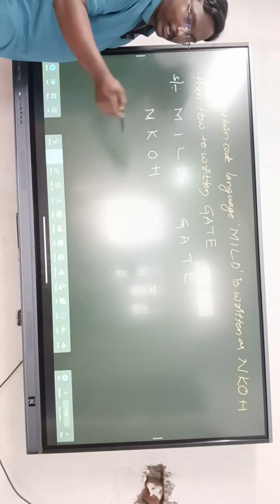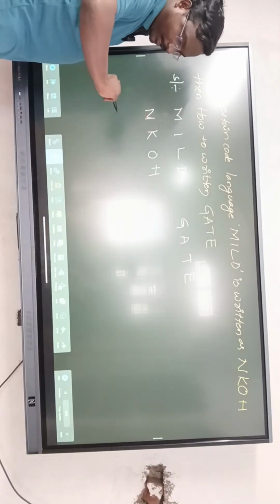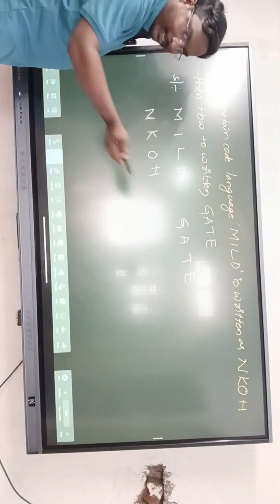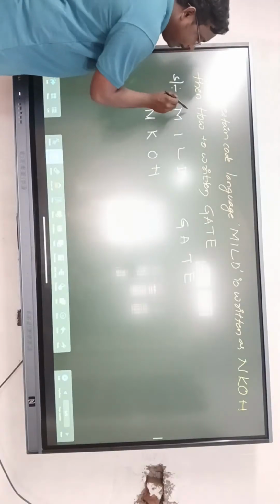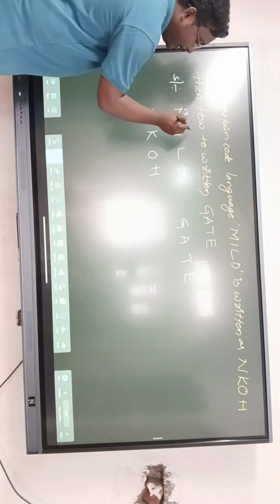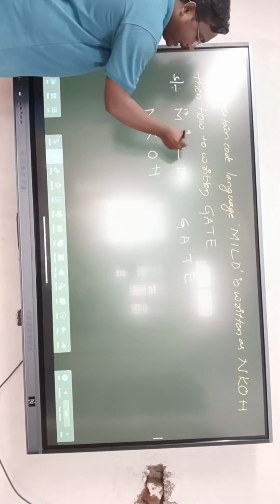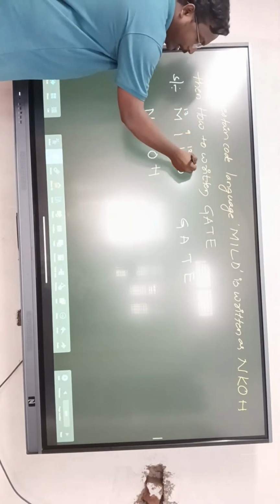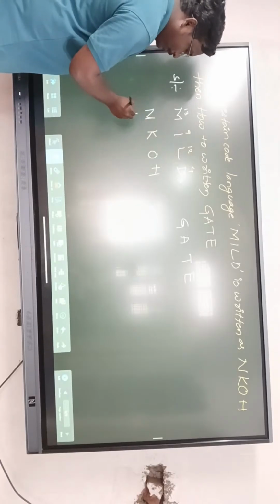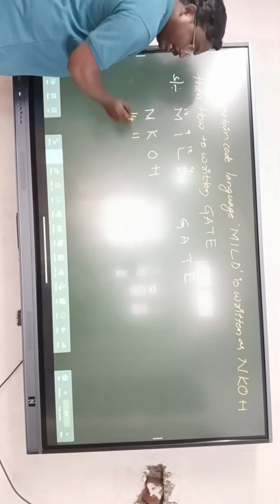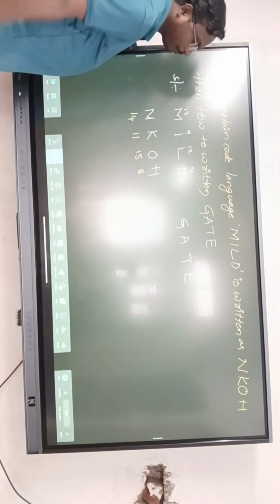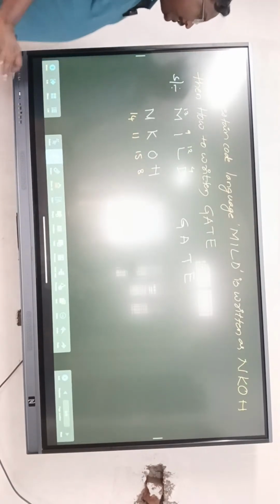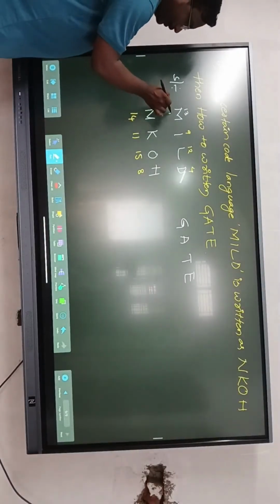There should be only one pattern, either increasing or decreasing. But is there any such pattern here? No. So we can give the numbers: M for 13, I for 9, L for 12, D for 4, N for 14, K for 11, O for 15, H for 8.